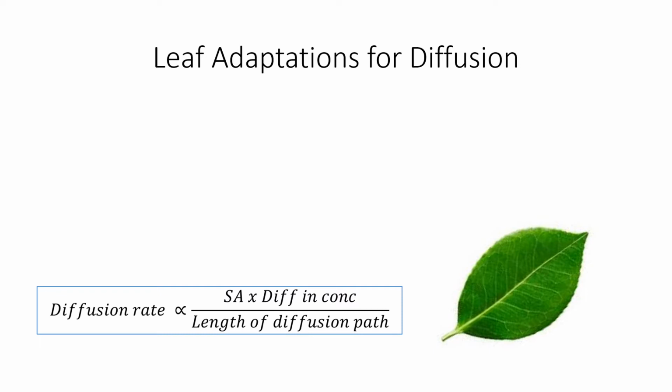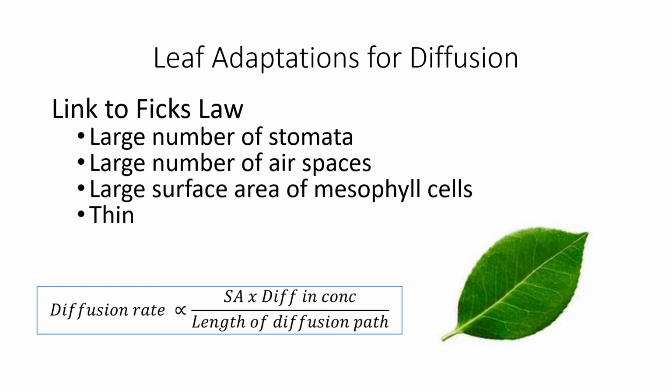Well, in terms of adaptations, you obviously need to link your answer to Fick's law. So when it says explain the adaptations of a leaf for diffusion, you have to identify the adaptation, but you also have to link it into either surface area, difference in concentration, or length of diffusion pathway. So for example, a large number of stomata will increase the surface area. A large number of air spaces will also increase the surface area, and a large area around the mesophyll cells will increase the surface area. The fact that the leaves are thin means that the length of the diffusion pathway is quite low.